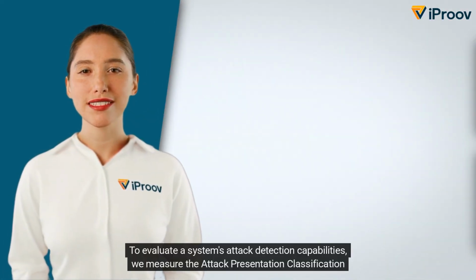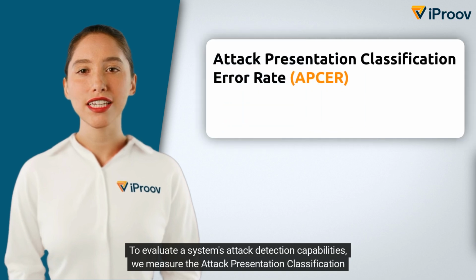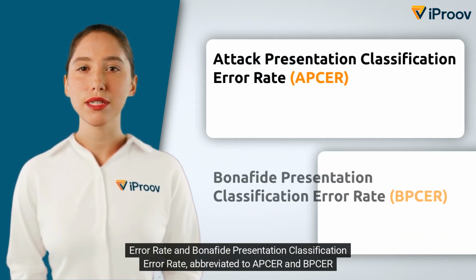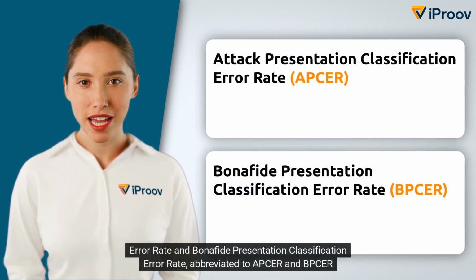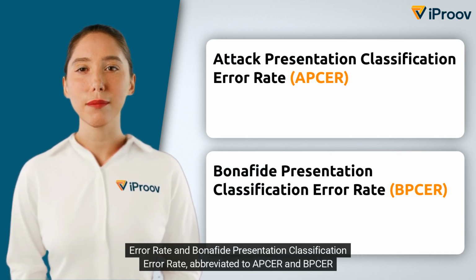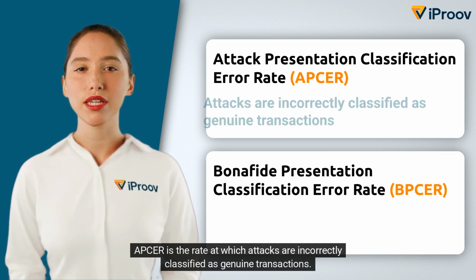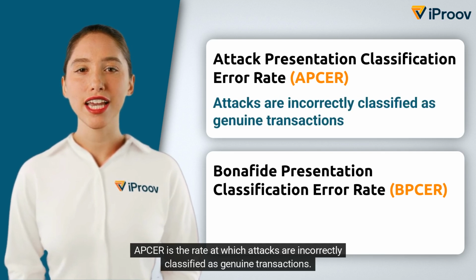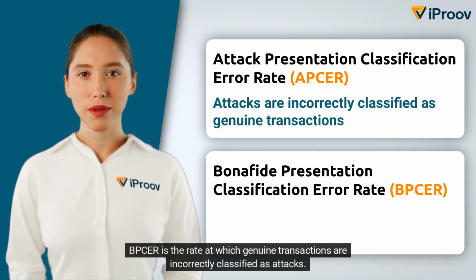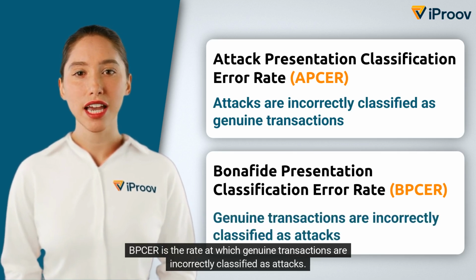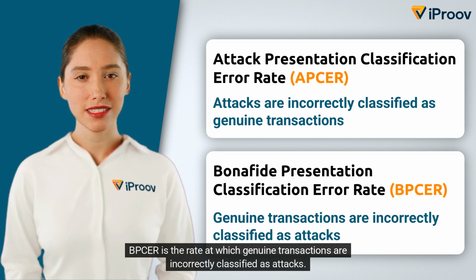To evaluate a system's attack detection capabilities, we measure the attack presentation classification error rate and bona fide presentation classification error rate, abbreviated to APCER and BPCER. APCER is the rate at which attacks are incorrectly classified as genuine transactions. BPCER is the rate at which genuine transactions are incorrectly classified as attacks.